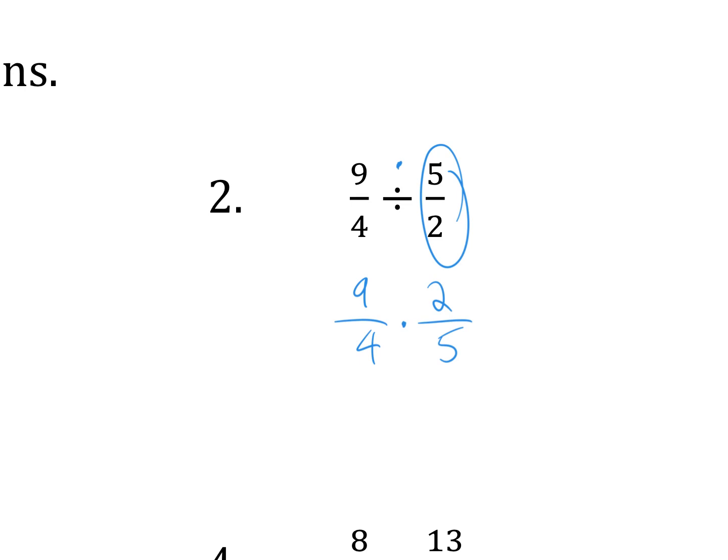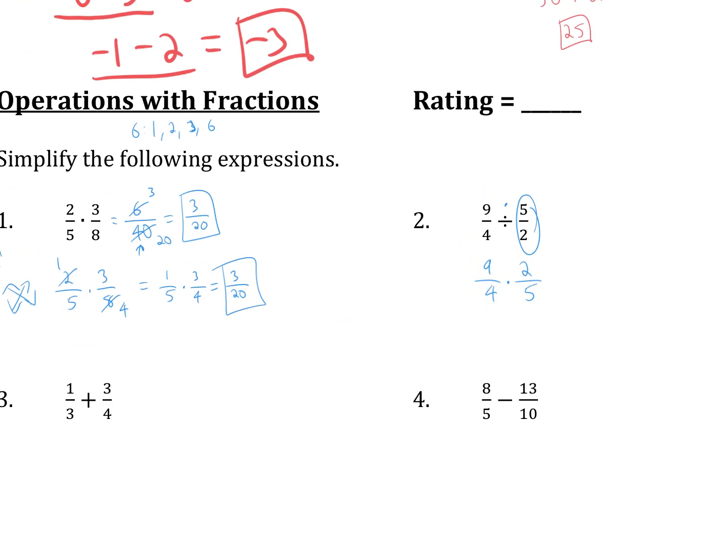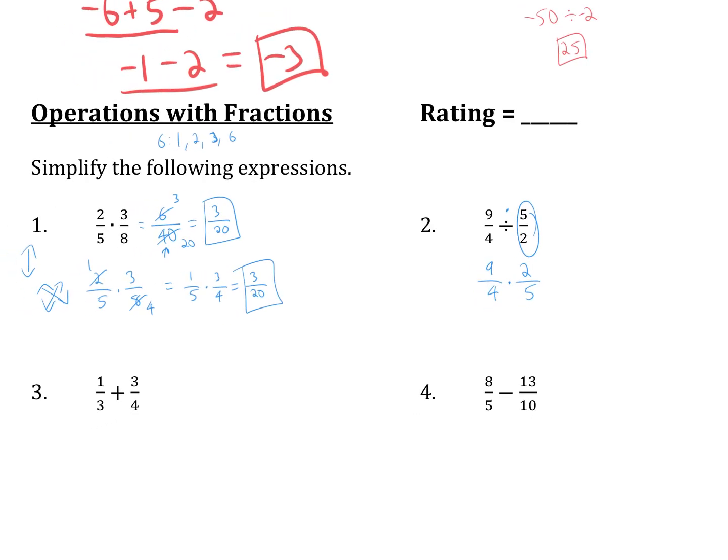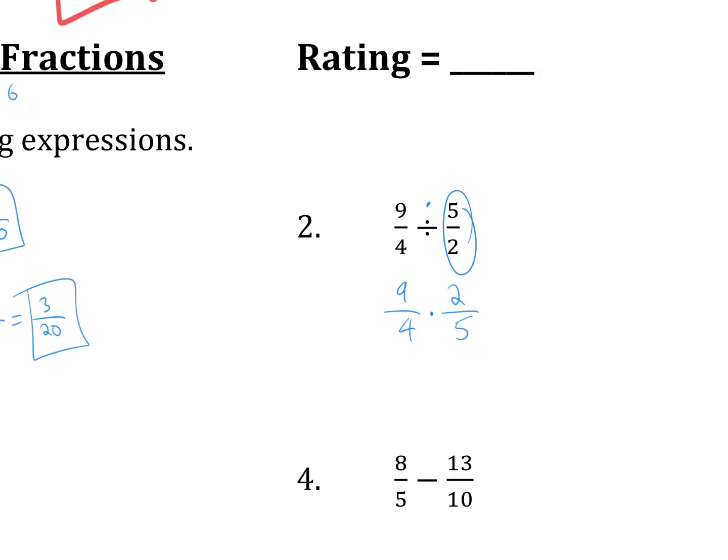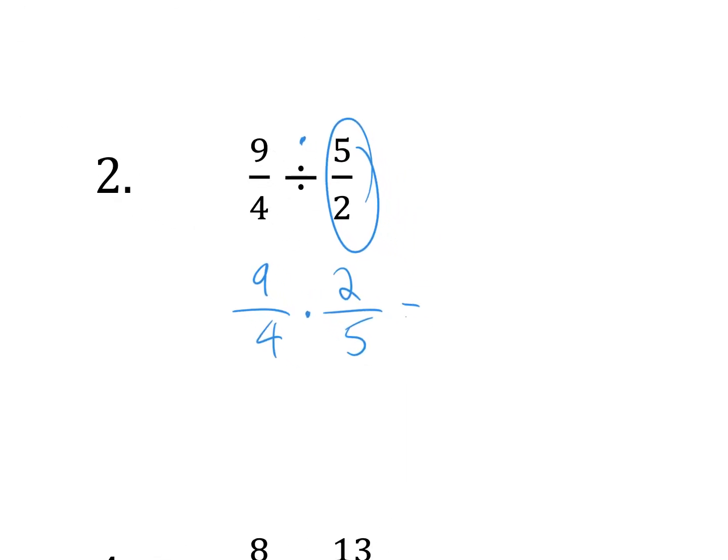Why don't you guys go ahead and try what we just did on the last problem and see if you can either reduce and multiply or multiply across and reduce. See how you do. All right, let's multiply across first. Let's do it both ways. What's 9 times 2? 18. How about 4 times 5? 20. What number goes into 18 and 20 nicely? I guess we'll try 2. 2 goes into 18 9 times, 2 goes into 20 10 times. So we get 9 over 10.